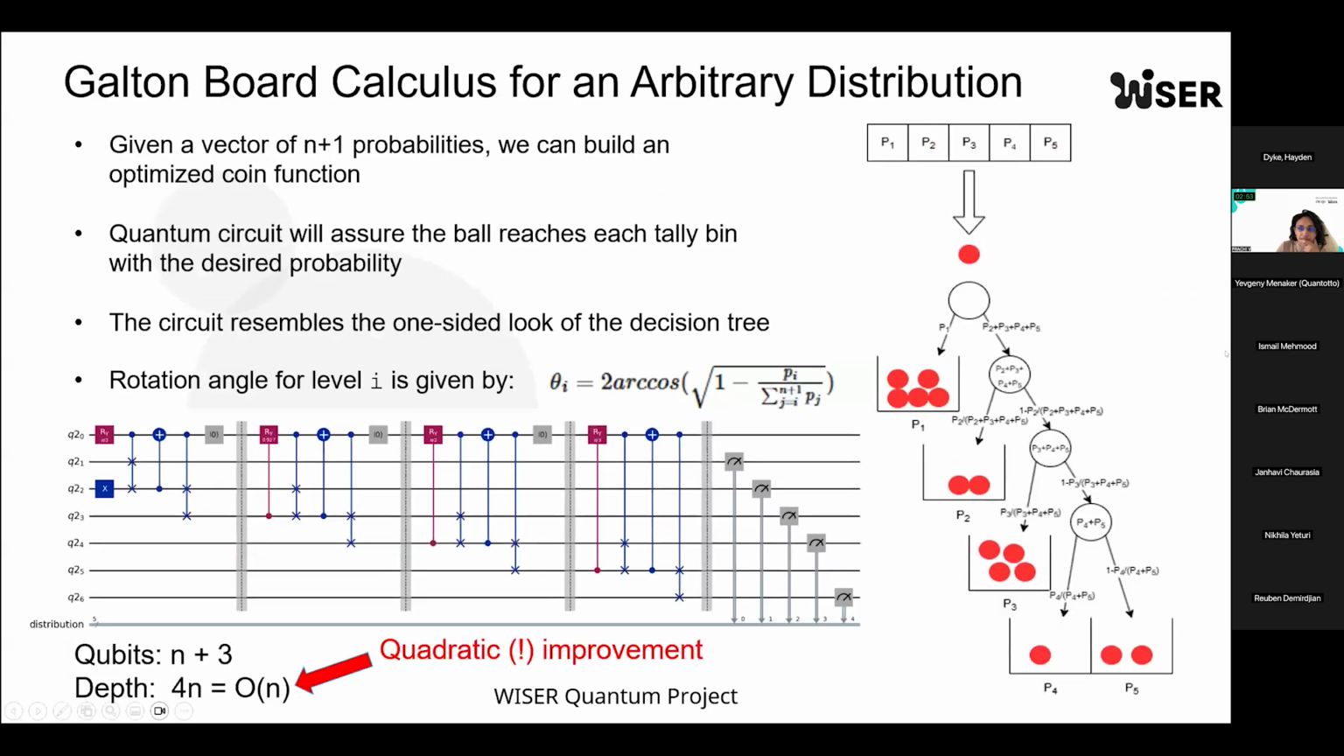We applied the Galton board calculus again, and we kept only the side paths, effectively turning the decision DAG into a decision tree. Given the vector of n+1 probabilities, we can calculate the exact angles of rotations for the coin qubit such that each level is responsible for the subsequent probability. This way, we can load any distribution into the final state that we measure. This reduced the number of qubits from 2n+2 to n+3 and gave us a quadratic improvement for circuit depth, which is huge.